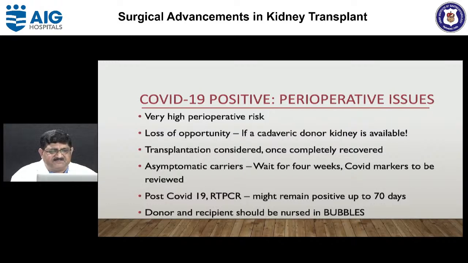Transplantation is considered once the patient is completely recovered. For asymptomatic carriers who are positive, generally we wait for 4 weeks, and the COVID markers have to be reviewed. If they are all normal, they can take up the patient for surgery.